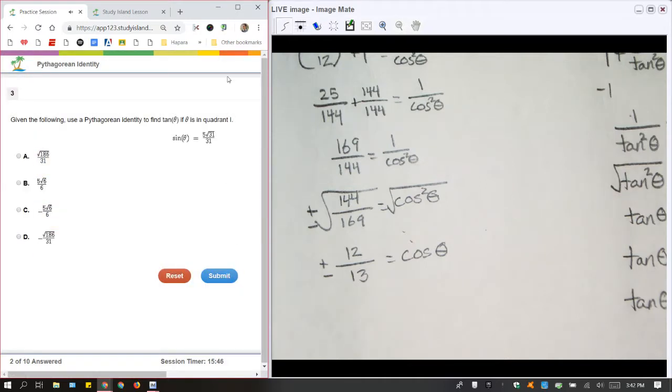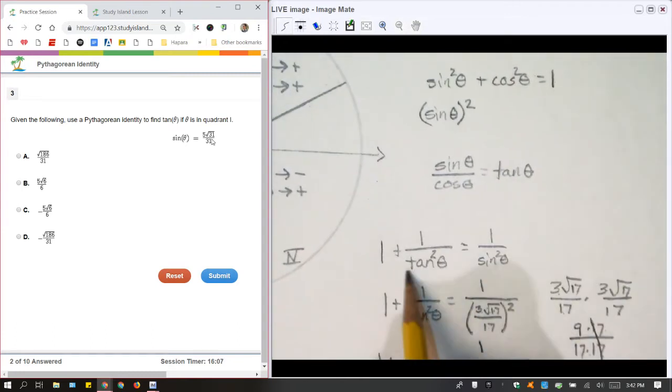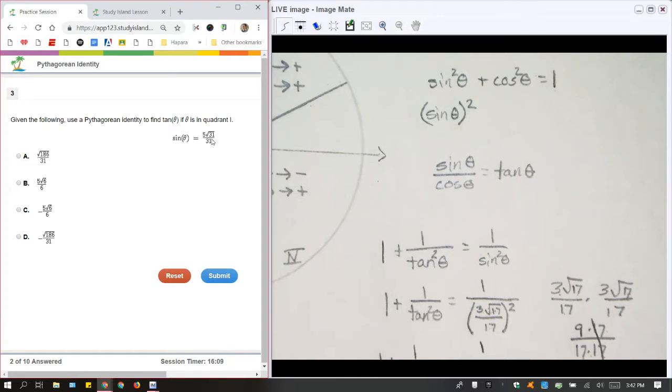All right, another one where we have tangent and sine, and it gives us a quadrant. So here we go. Use the Pythagorean identity to find the tangent of theta if theta is in quadrant 1. The sine of theta is equal to 5 times the root of 31 over 31. So again, you're using the identity that has tangent and sine, which is the first one we did from problem number 1, this one. So we're going to go ahead and write that down again.